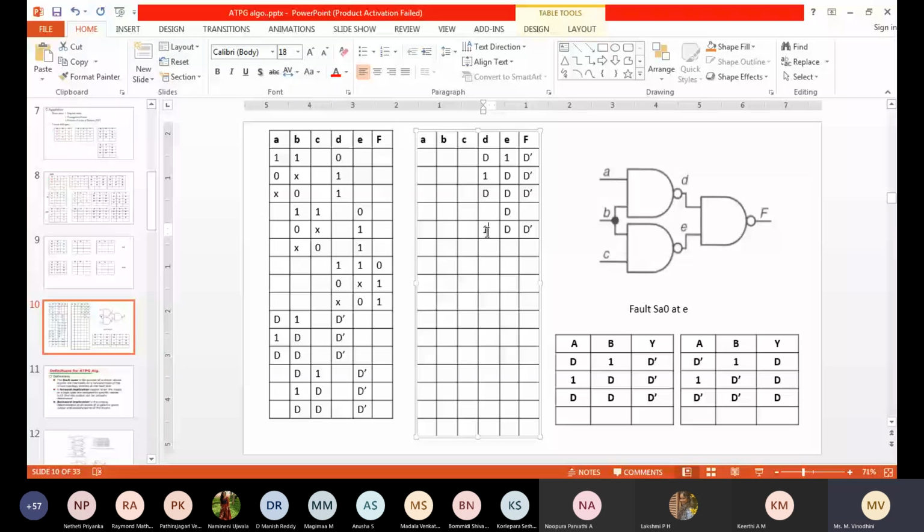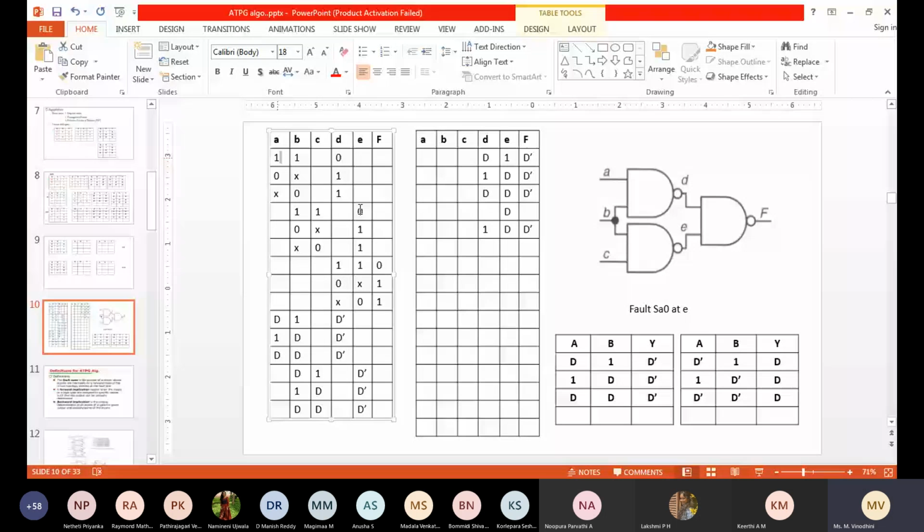Next, line justification. As of now, we have considered E as 1 to activate. To propagate, we have considered D as 1. Now we need to check, can I get D as 1? Can I get E as 1? If I get them, what will be my ABC? That step we need to check. To check that, we need to take the help from the singular cover.